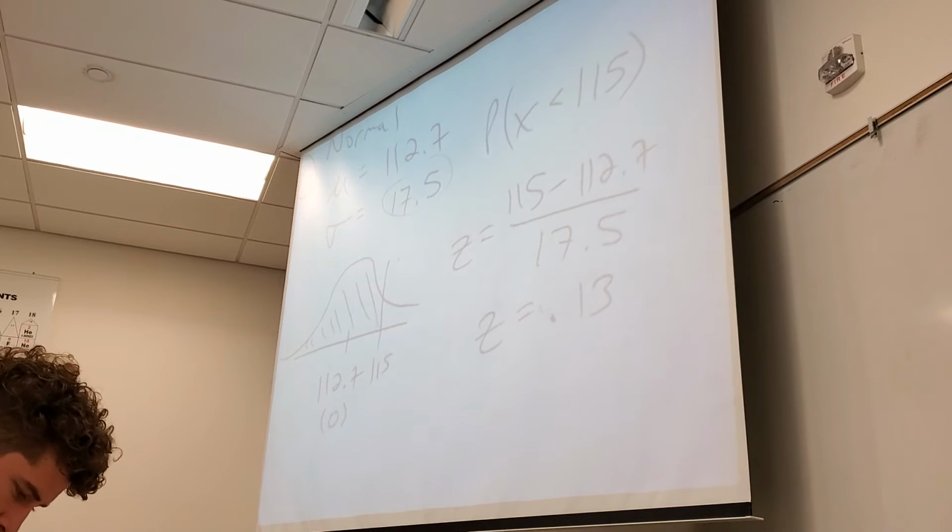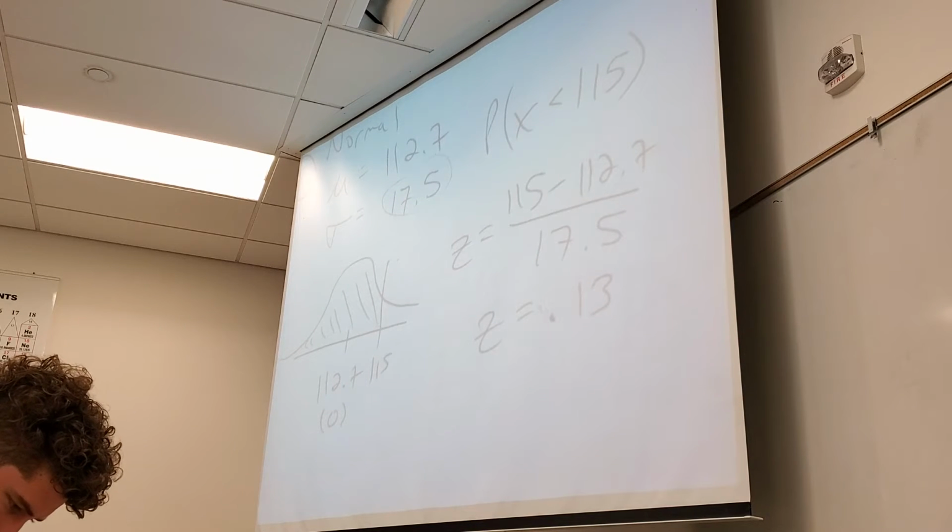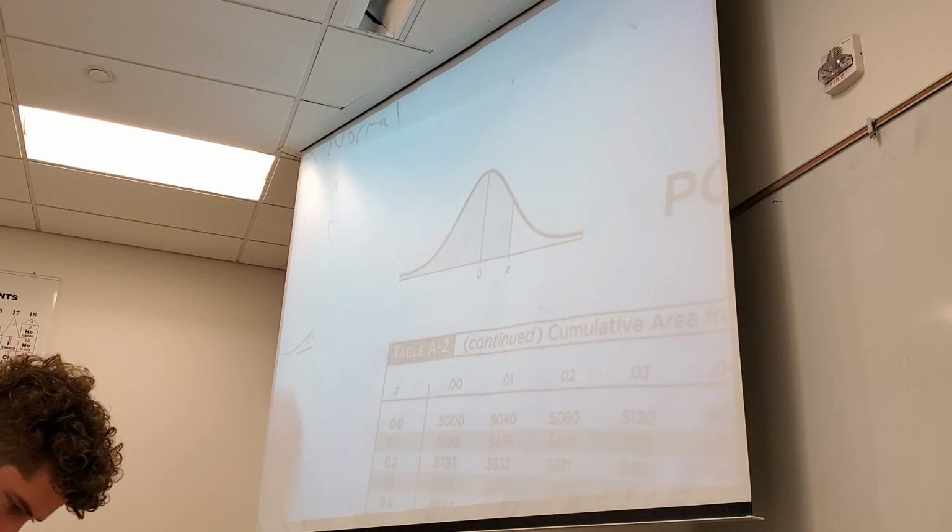If you weren't here yesterday, here's how to read this thing. Z is 0.13, so it's a positive z-score.